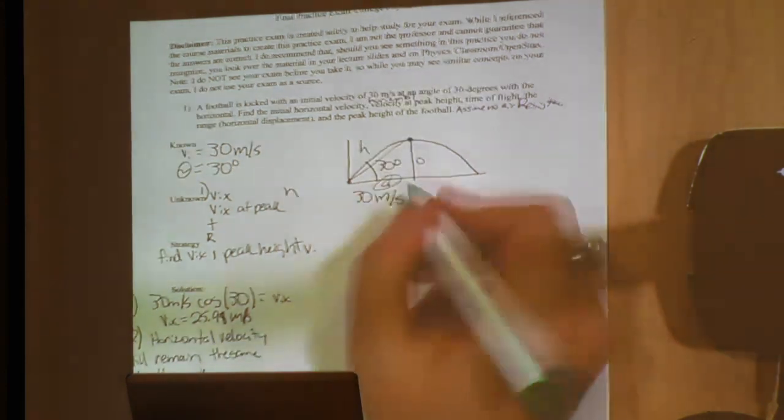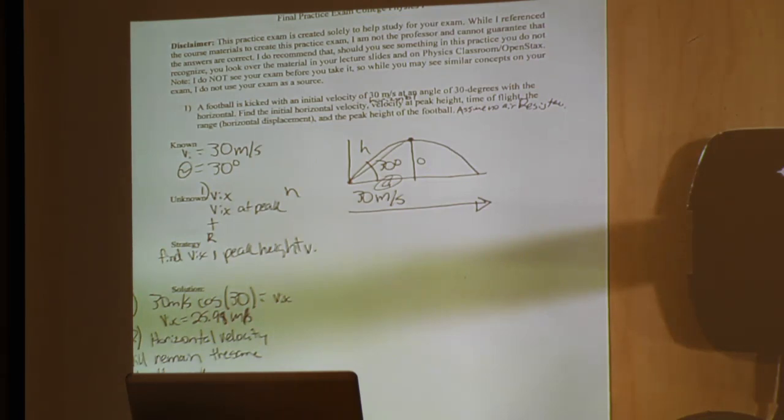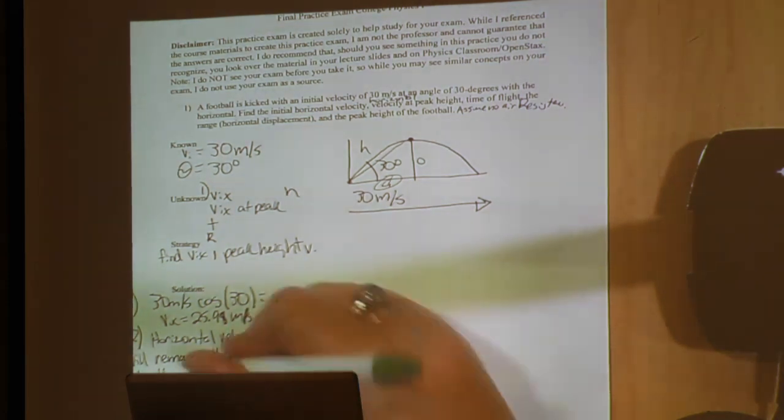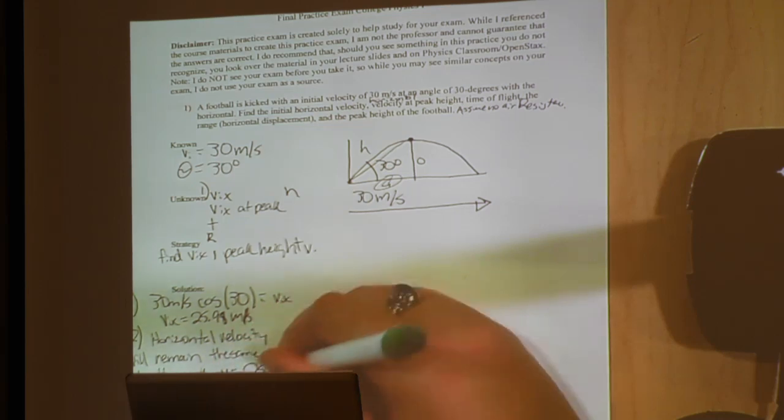Because remember, we're going this way, right? Does everybody understand where that comes from? Any questions? All right. So horizontal velocity will remain the same at the peak as it is at the beginning, so it will still be 25.98 meters per second.